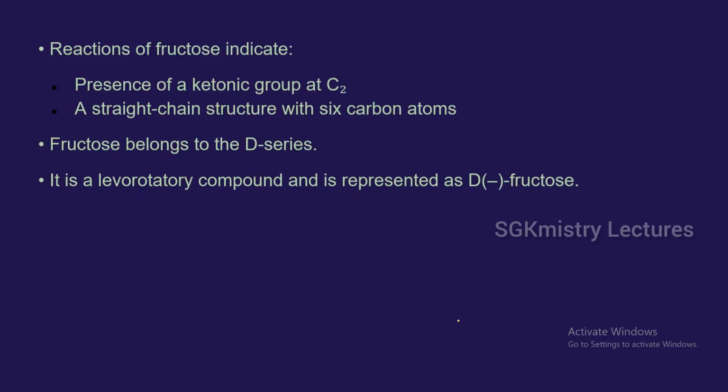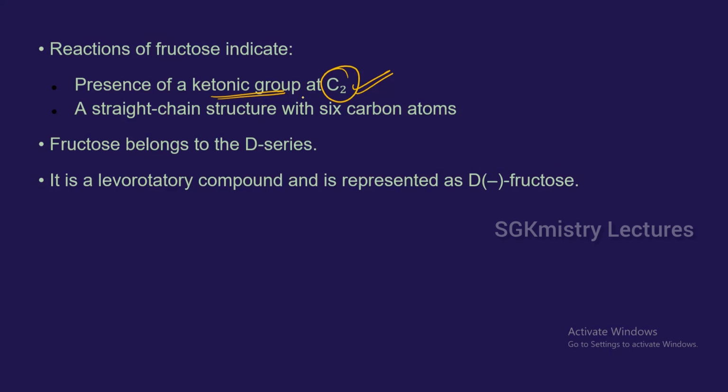Okay. Now coming on to the structure. On the basis of its various reactions, it is found that it contains a ketone functional group, and the ketone functional group is present at C2. You have to remember this. Because it cannot be on the terminal carbon, because if the terminal carbon acts as a carbonyl group, then it will be an aldehyde. Ketone means on both sides of the carbonyl carbon, there should be some other groups, right? So it cannot be a terminal carbon. So here, in fructose, it is in C2.